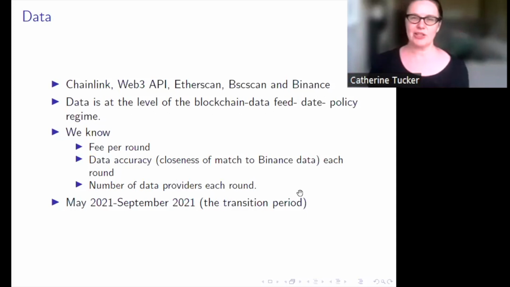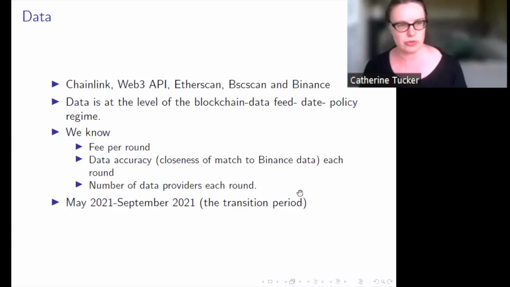Now, for data accuracy, we want to have a sort of ground truth. To judge how good the data feed is, we decided to use the match to actual realized Binance data. We can talk about how comfortable we feel with that, but from what we can do with spot checking, it seemed to be a pretty good source of truth.